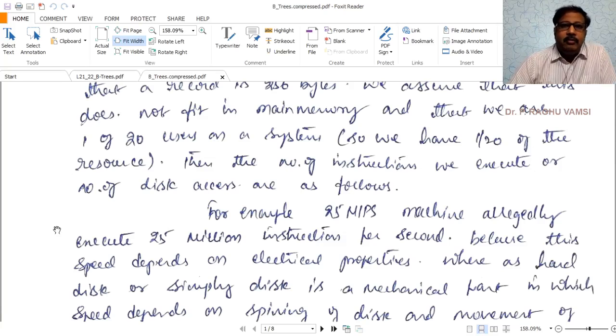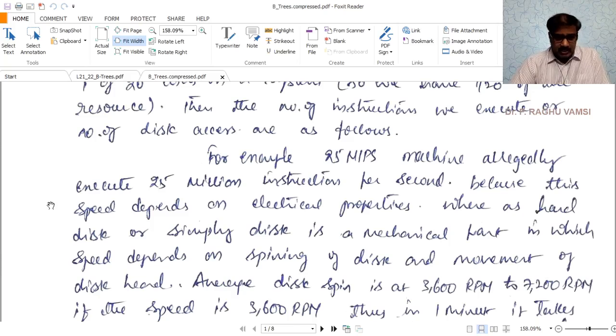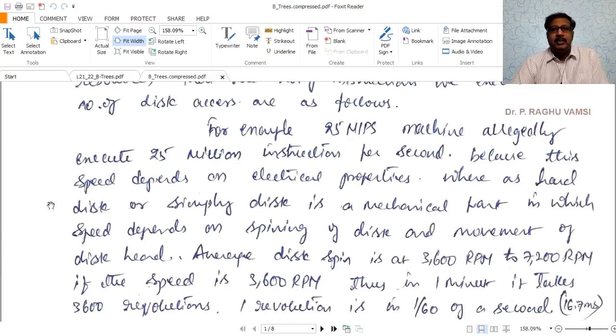Whereas our hard disk, which is a secondary device, or simply the disk, is a mechanical part. Mechanical parts are very slow compared to electrical parts. Mechanical parts require some kinetic energy, whereas electrical energy is completely different. The hard disk, or simply disk, is a mechanical part whose speed depends upon the spinning of the disk.